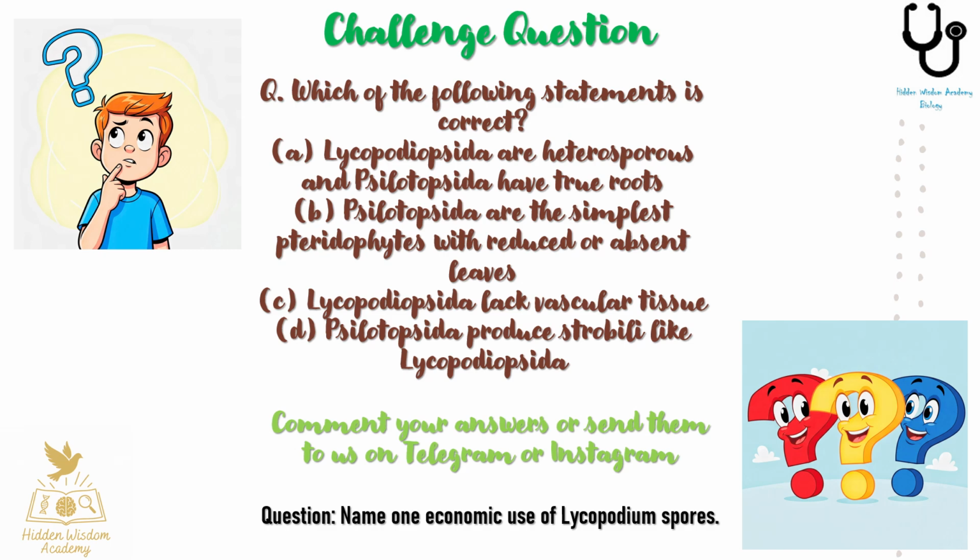Is it option C? Lycopodiopsida lack vascular tissue. Or is it option D? Psilotopsida produce strobili like Lycopodiopsida.